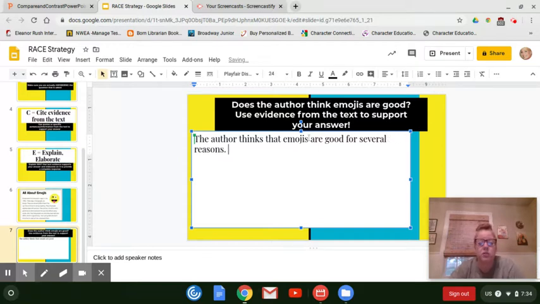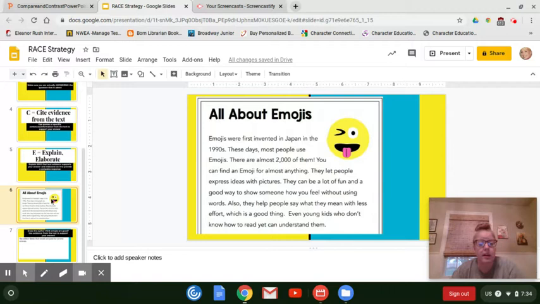So if you notice, I used words from the actual question, does the author think emojis are good? Yes, the author thinks that emojis are good. And I answered it. The author thinks that emojis are good for several reasons. And that gives the reader the idea that I'm going to explain or go more into detail. So if I go back to my story, one of the reasons, if I'm reading this, I could say, well, what would be some of the reasons that the author thinks that emojis are good?